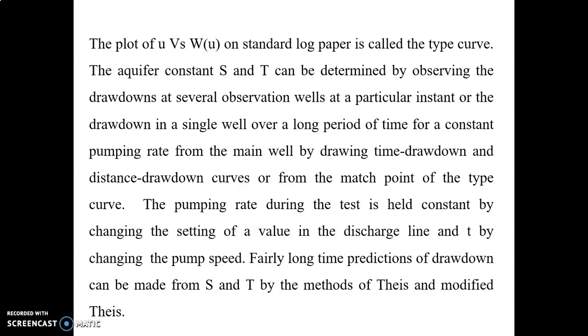The plot of u versus W(u) on a standard log paper is called the type curve. The aquifer constants S and T can be determined by observing the drawdowns at several observation wells at a particular instant, or the drawdown in a single well over a long period of time for a constant pumping rate from the main well, by drawing time-drawdown and distance-drawdown curves, or from the match point of the type curve. The pumping rate during the test is held constant by changing the setting of a valve in the discharge line and T by changing the pump speed. Fairly long predictions of drawdown can be made from S and T by the methods of Theis or modified Theis.